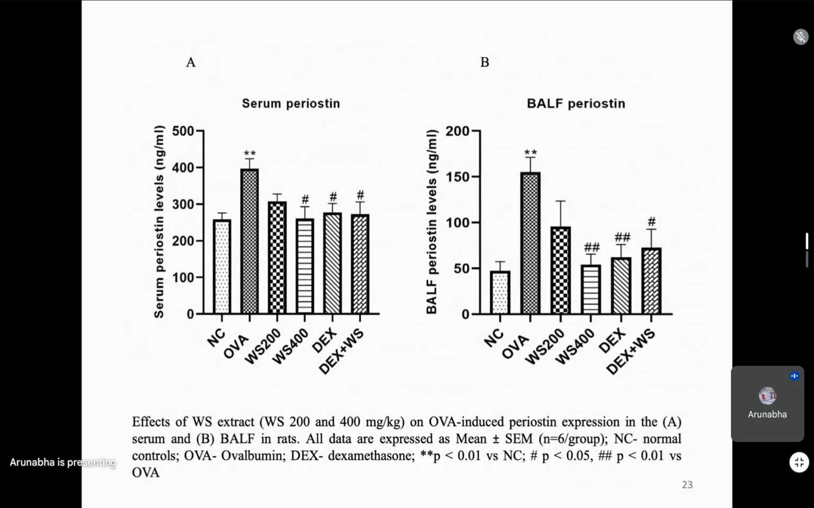Periostin is a new biomarker which we studied for the first time. It is a biomarker for a variety of conditions, and lung fibrosis is one of the areas where periostin is being used increasingly in the clinic. So periostin levels were raised in both lung tissue as well as bile fluid in the disease control group, that is the airway remodeling experimental group. And these periostin levels were lowered consistently with both Withania somnifera and dexamethasone, as well as a combination of dexamethasone and Withania somnifera in subtherapeutic dose.